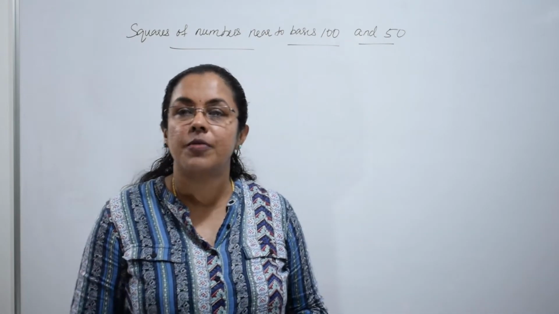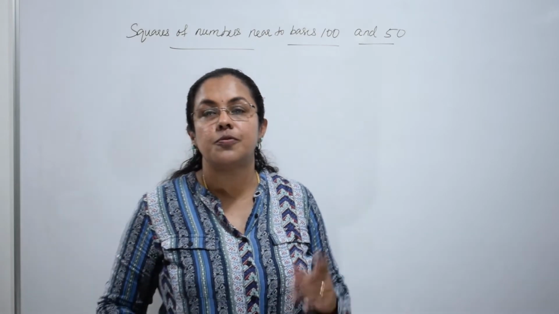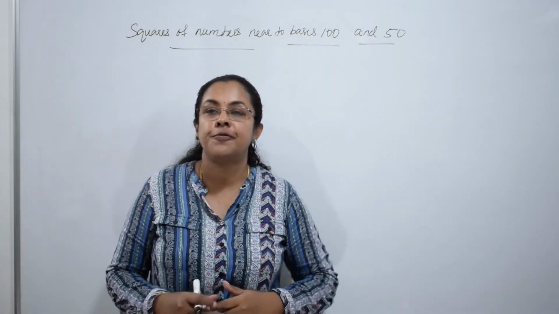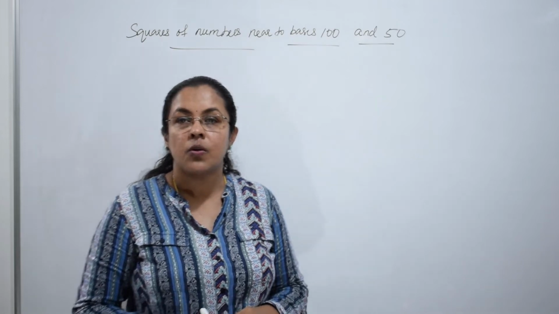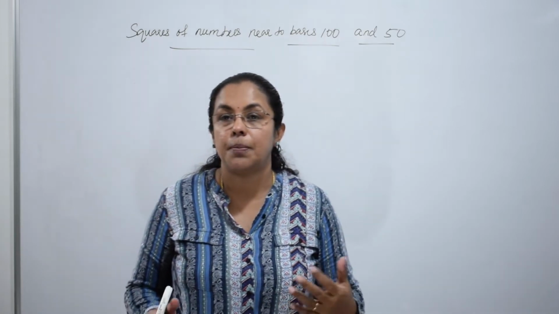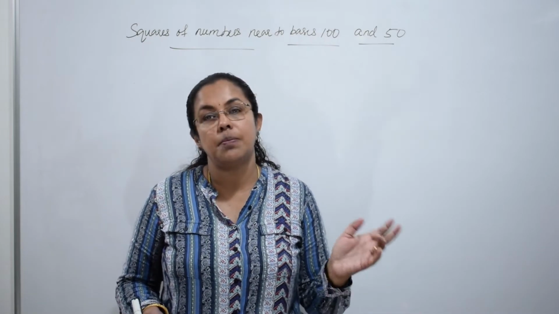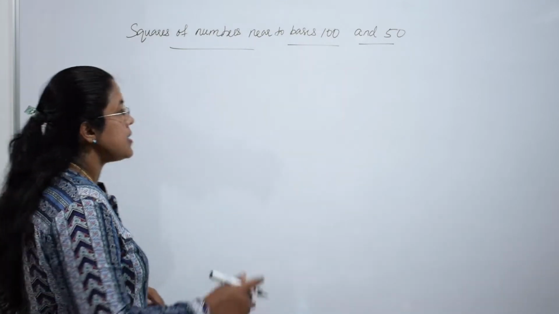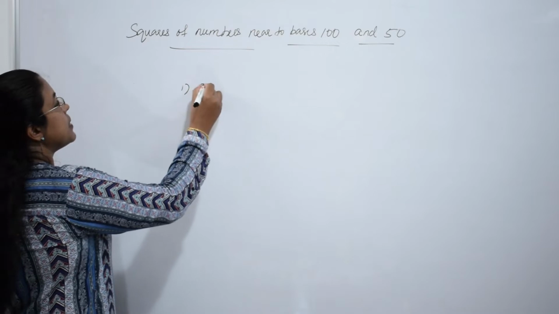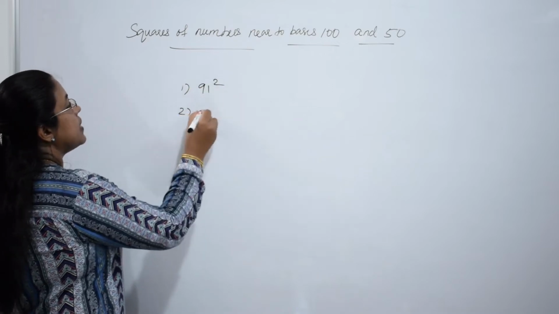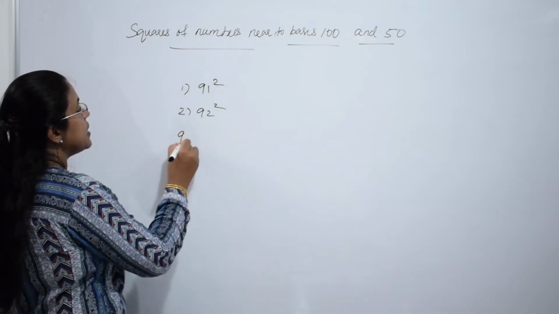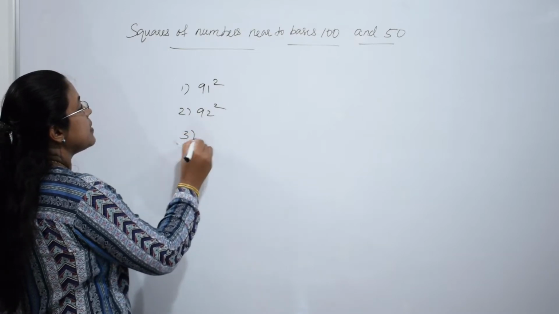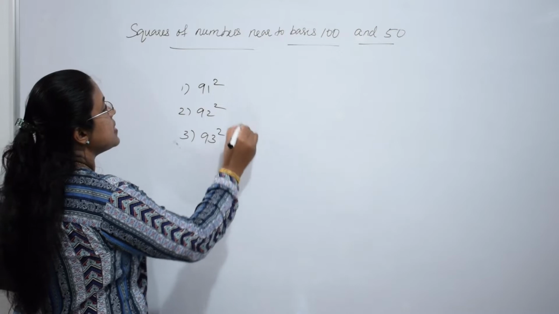Back with one more video on Vedic Maths: how to find the squares of numbers near the bases 100 and 50 very quickly. We have already learned the base 100 method and the base 50 method too. We are using that. I am writing the answers directly. For example, 91 square, 92 square, 93 square. We can write the answers directly.